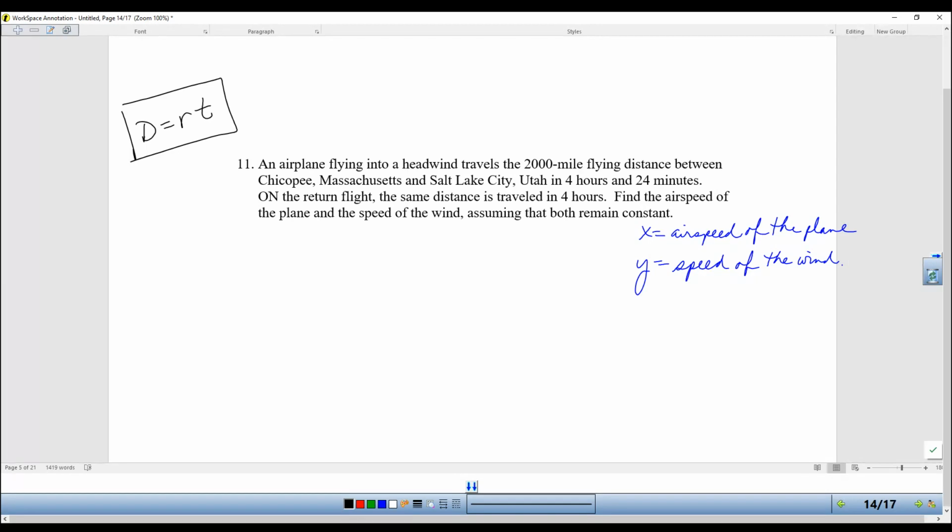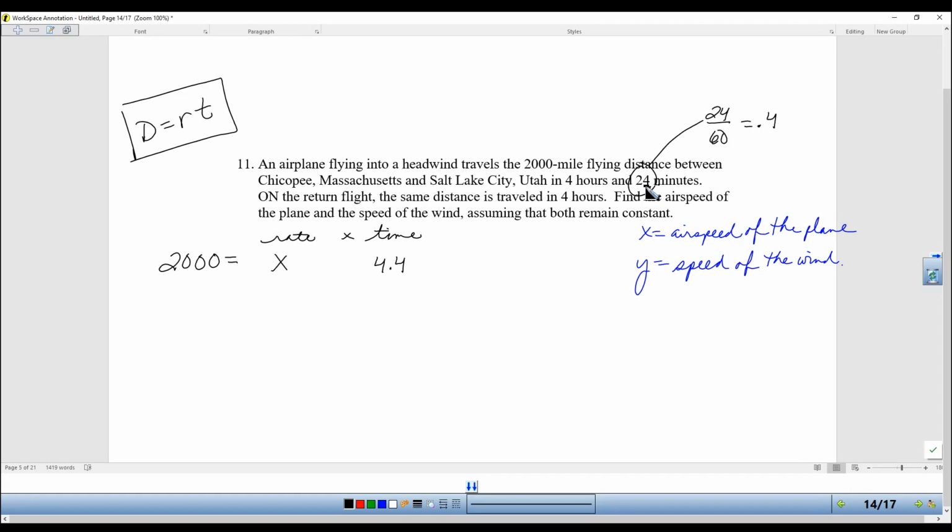So we're going to write two equations. In one case, you have a distance of 2,000, and then you have the rate times the time. So one time it took 4 hours and 24 minutes. So of course, we're actually going to have to convert that to a decimal. So 24 out of 60 is going to translate to 0.4. So 4.4 hours.